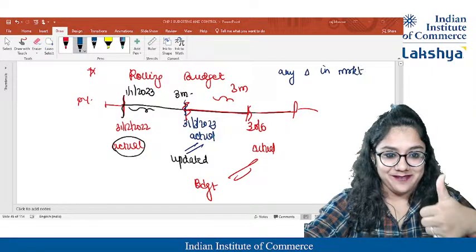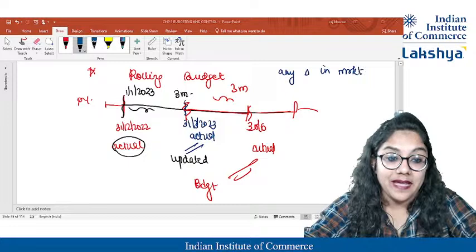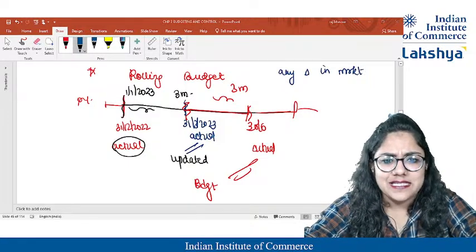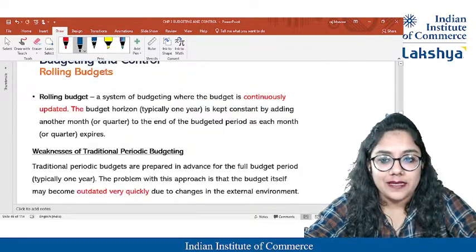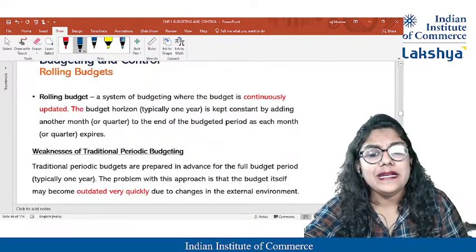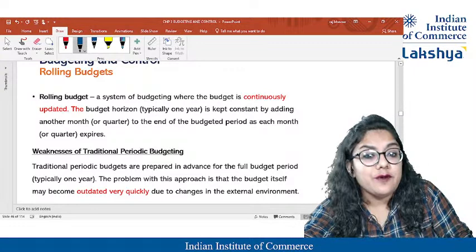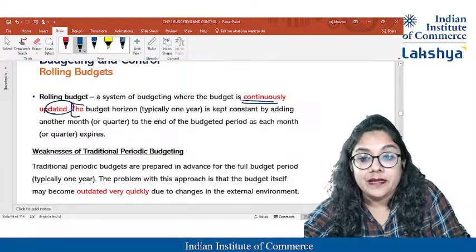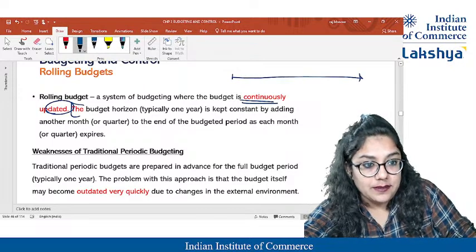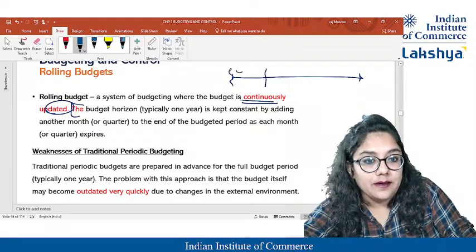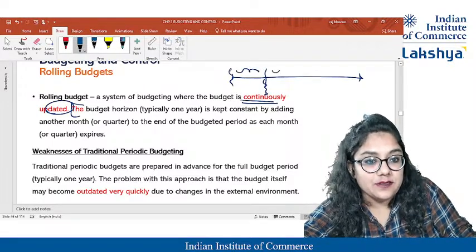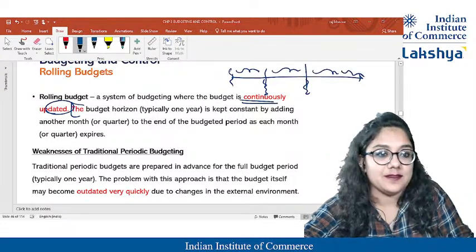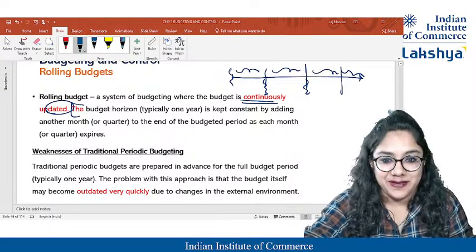So without any further delay, let's read what they have given in the theory. I hope you're getting it. It's pretty easy. Rolling budgeting is a system of budgeting where the budget is continuously updated. This is the horizon. Over here, day one, for this many months, comparing this, making it for 3 months. Comparing this, making it for 3 months. Comparing it and making it for 3 months. That's all.